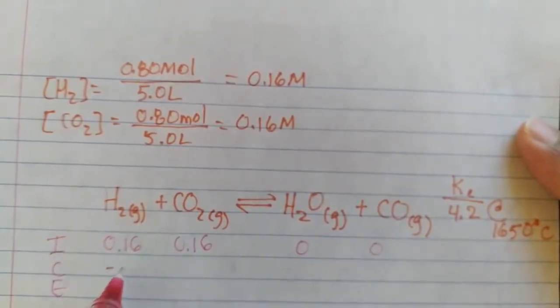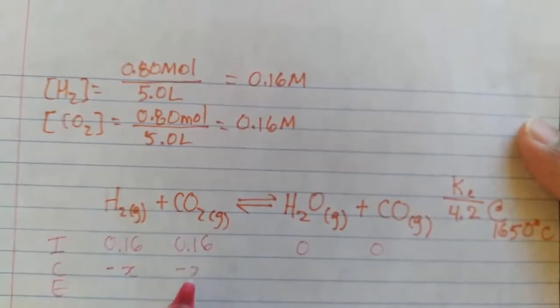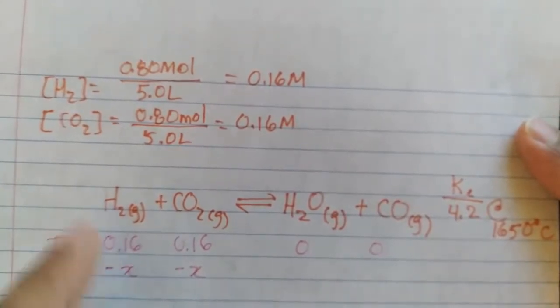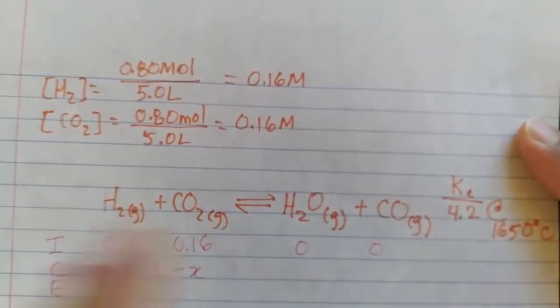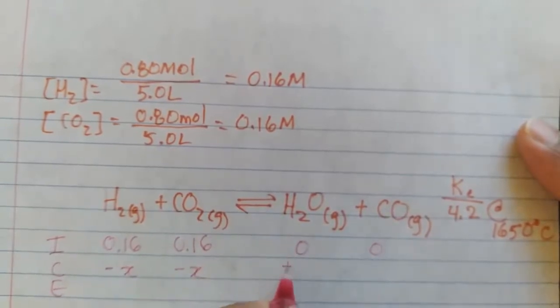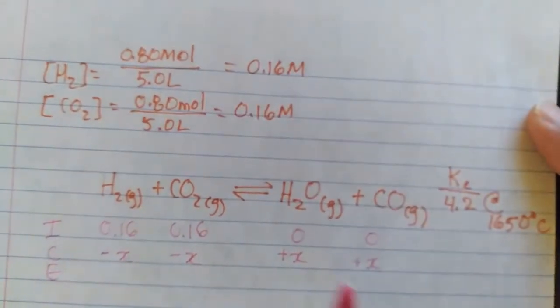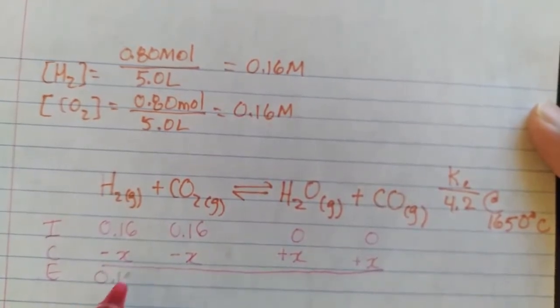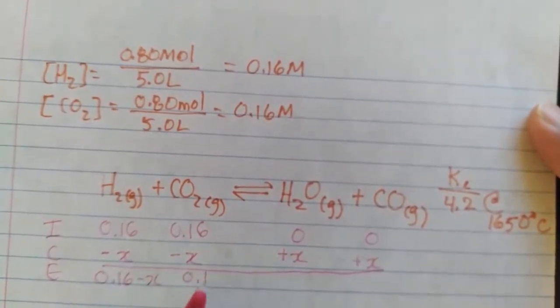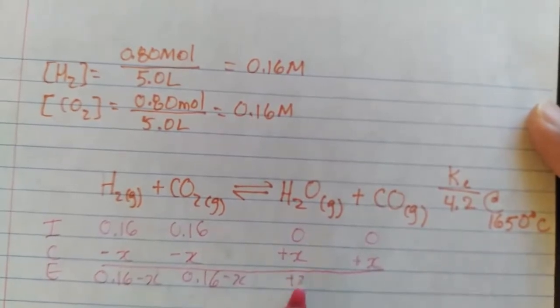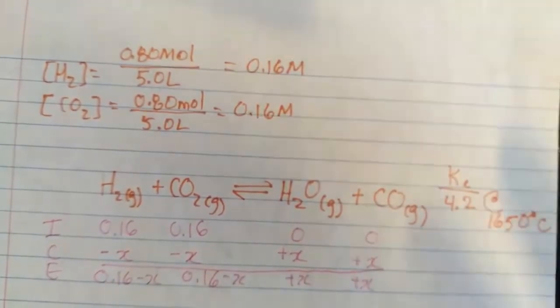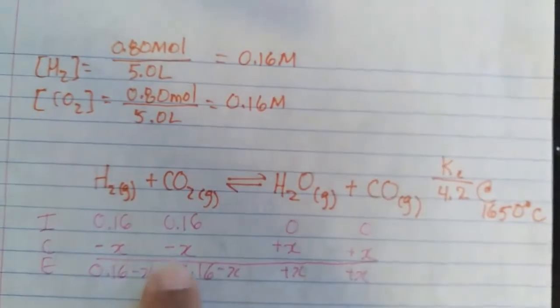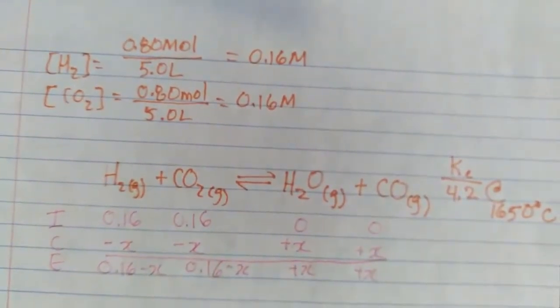So the change is going to be minus x, because it's 1 mole. Minus x would mean minus 1 mole, minus 1 mole. 1 mole of H2O would make this plus x. 1 mole of CO, carbon monoxide, will make this plus x. So at equilibrium, we will have 0.16 minus x, 0.16 minus x, plus x, and plus x. Our job is to find x, plug it back in to get our final equilibrium concentrations.